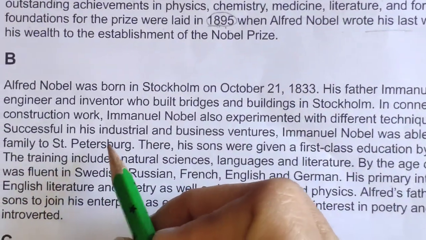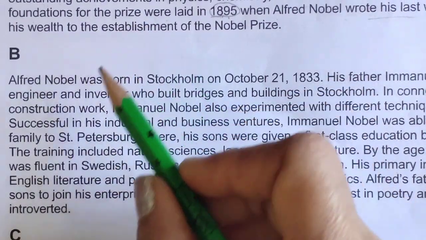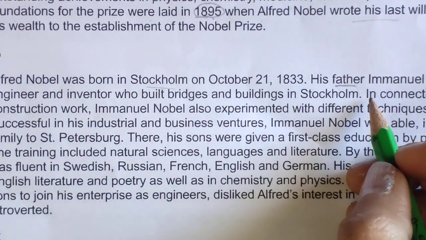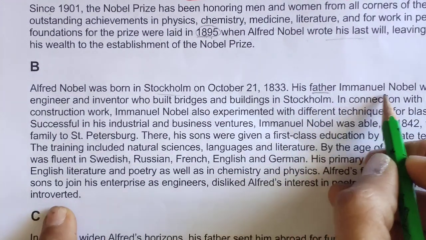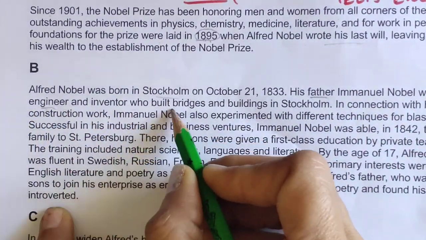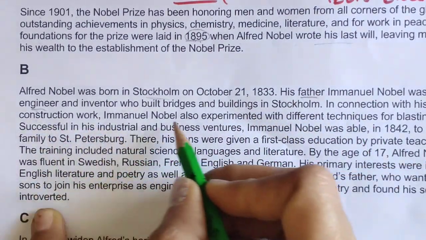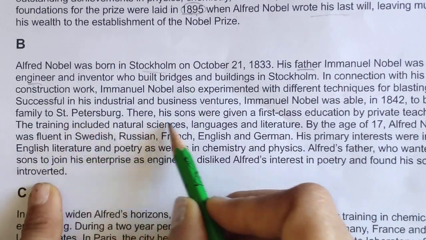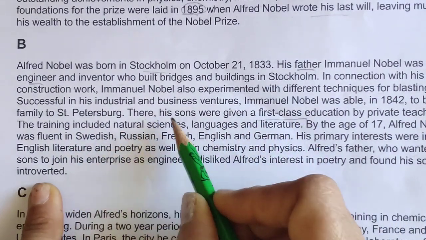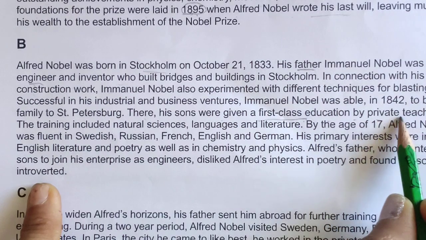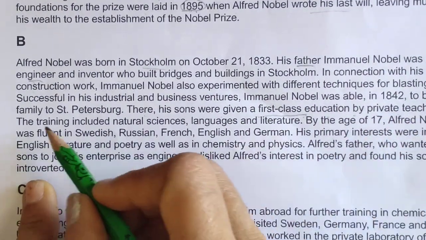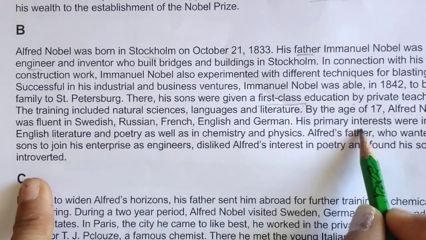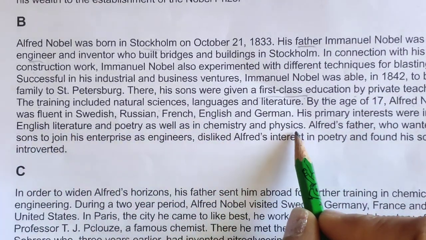Okay, so let's read it from the second paragraph. First, Alfred Nobel was born in Stockholm. His father, let's read about his father. Emil Nobel was an engineer and inventor who built bridges and all. In connection, let's find the location for his education. There his sons were given a first class education by private teachers. The training included natural science and all. Alfred Nobel was fluent in this. His primary interests were in English literature and all.